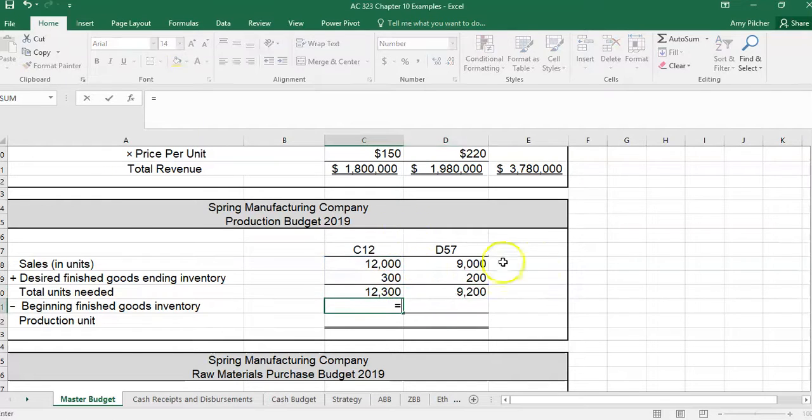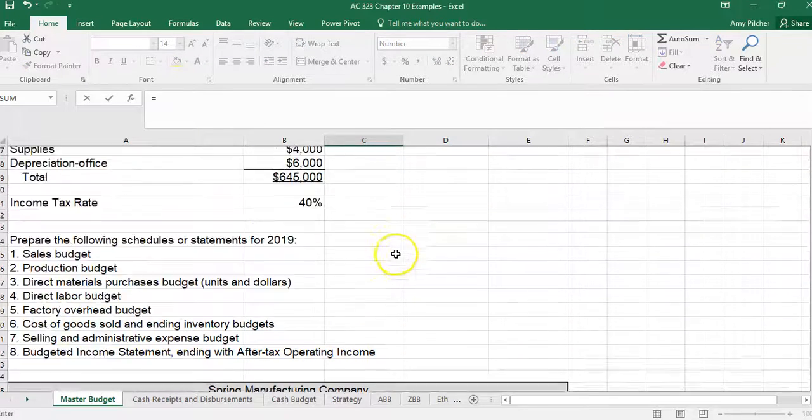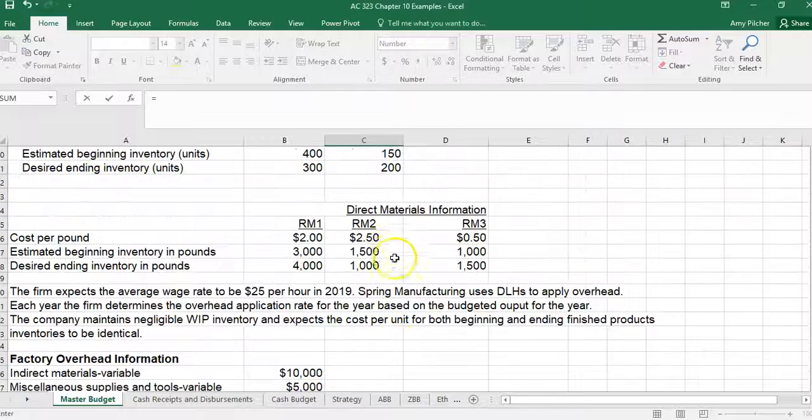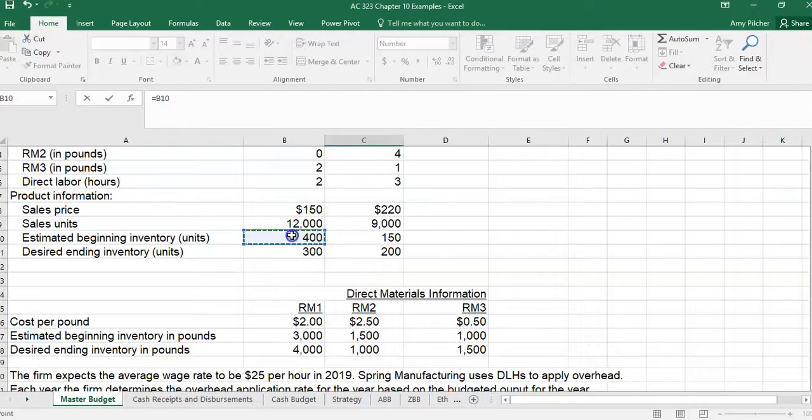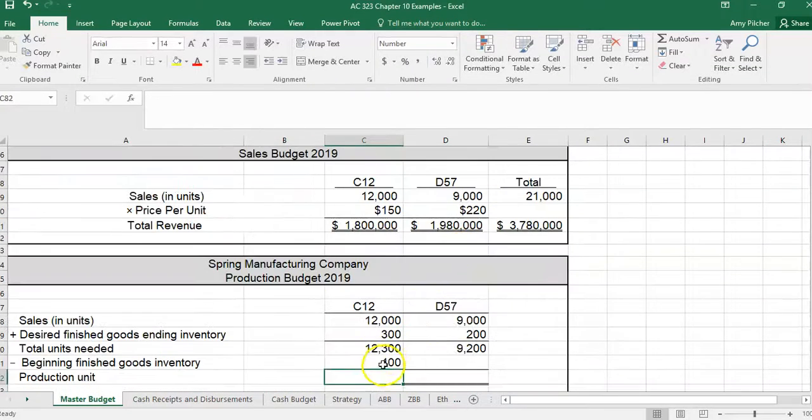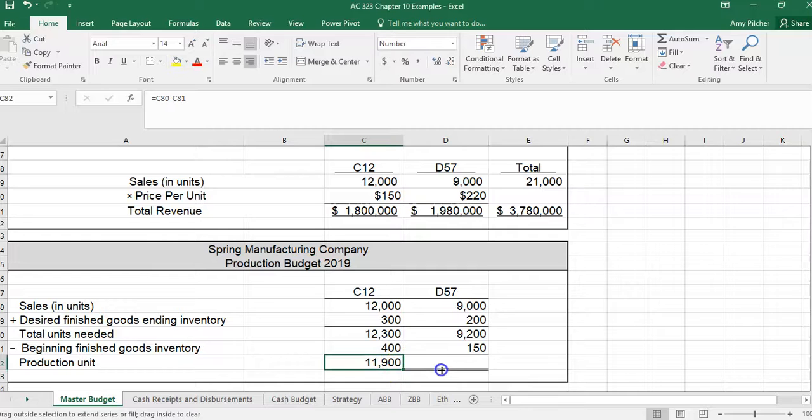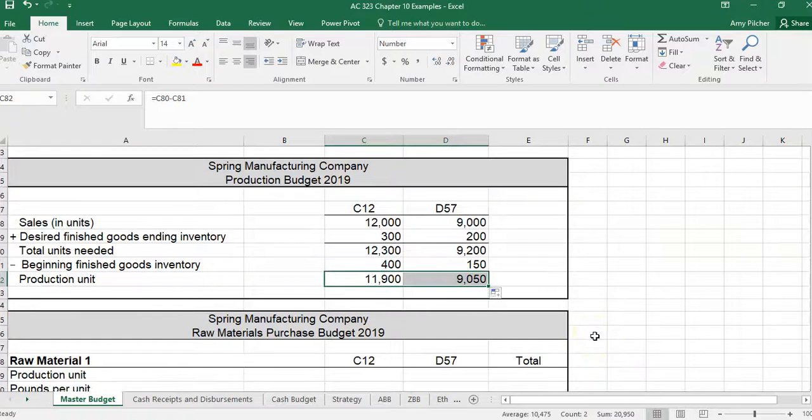We then subtract our beginning finished goods inventory, and that tells us how many we need to produce of each unit in order to meet both our sales projections and our desired inventory goals.